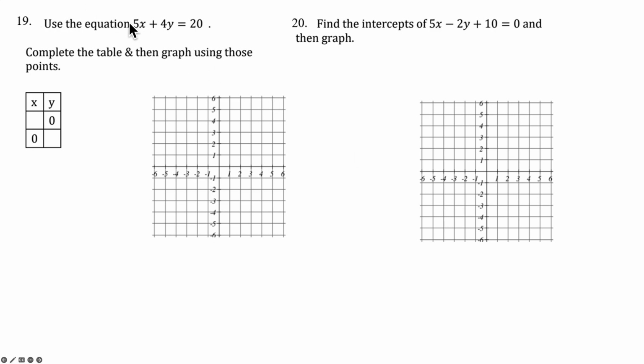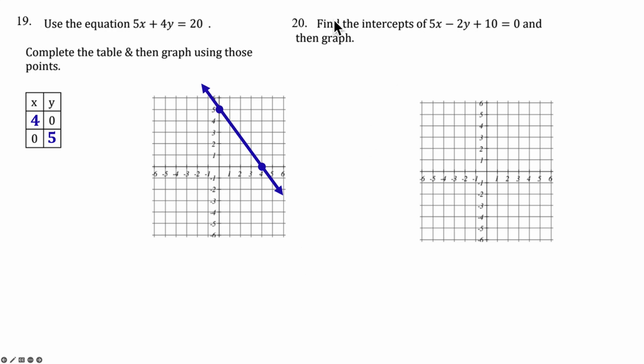So 19, if we have 5x plus 2y is equal to 20, this is my standard form. Finding our x-intercept, cover up the y term. 5x equals 20, divide by 5, x is equal to 4. Find my y-intercept, cover up the x because that's a 0. 2y equals 20, divide by 2, y is equal to 10. Plot our 2 points, 4, 0, 0, 10, draw your line.